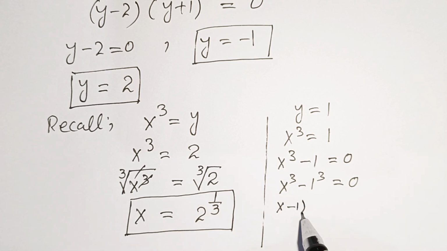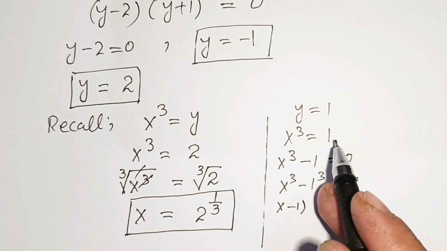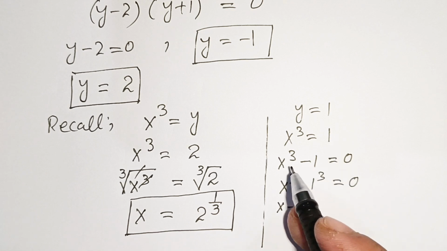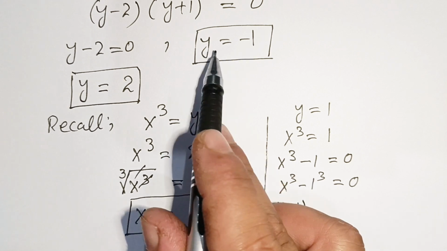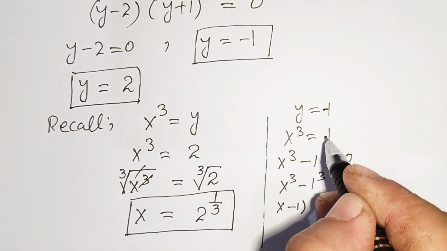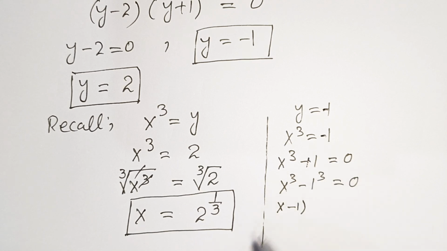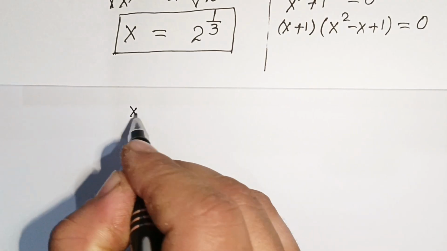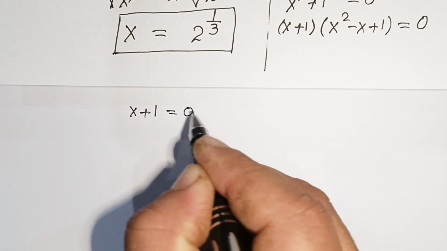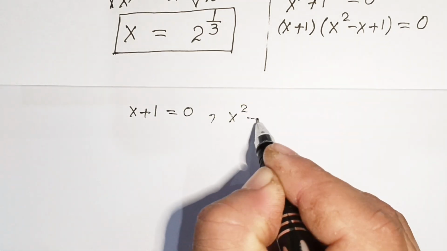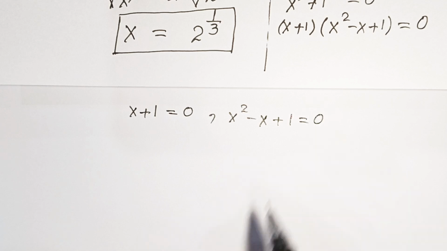So here we have x minus y, where y is equal to minus 1. So minus 1, minus minus 1 will be plus 1 here, then x cubed plus 1 cubed, so we have x plus 1 times x squared minus x plus 1 squared, which is 1, equal to 0. Now our next step will be: x plus 1 is equal to 0 and x squared minus x plus 1 is equal to 0.